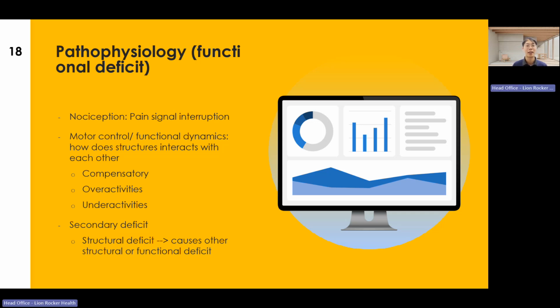Other factors could be, like we said, we are a moving organism. We are always moving. We are always doing activities. So we're talking about motor control, meaning the interaction between body structures. How is our muscle interacting with our joint? How is our joint interacting with our ligament? How is our ligament interacting with our nerves? All these things could be factors in a person's pain as well.